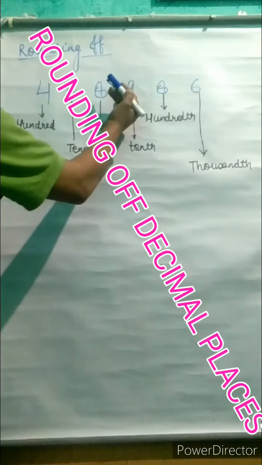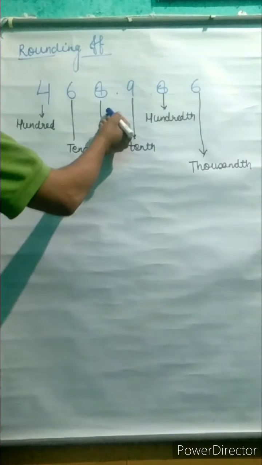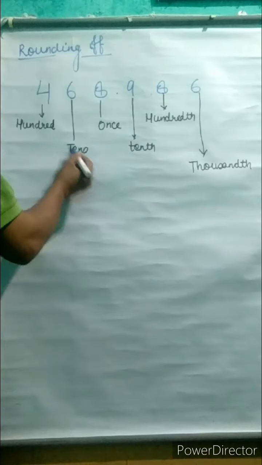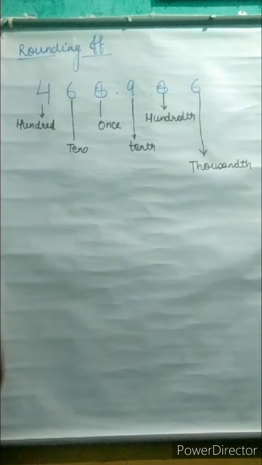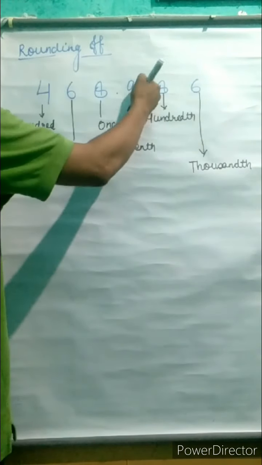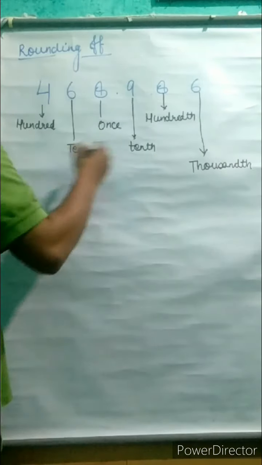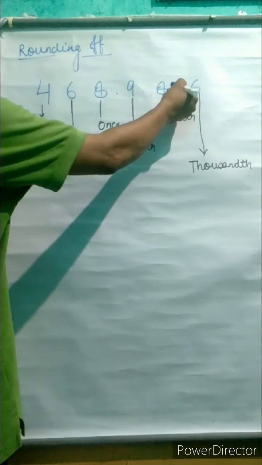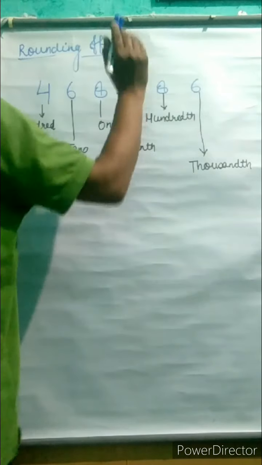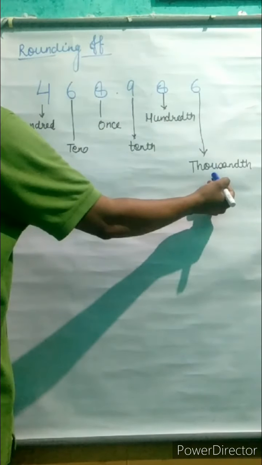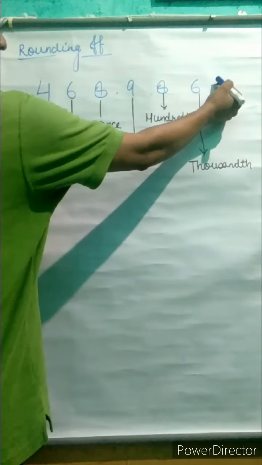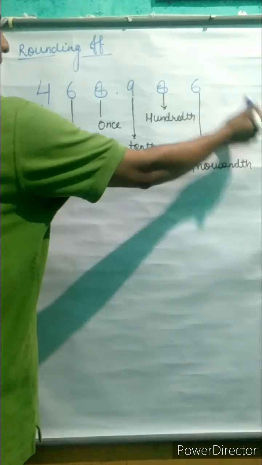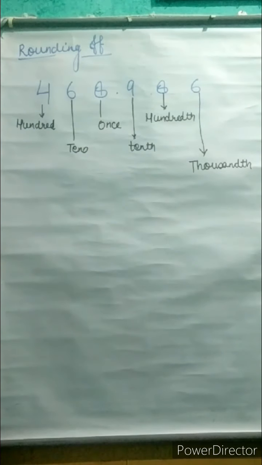You can see, to the left side of the decimal, the first place is ones, the second place is tens, the third place is hundreds, the next place is thousands, then 10,000, lakh, 10 lakh. And to the right side of the decimal, the first place is called the first decimal place or tenth, the second place is hundredth or second decimal place, the third is thousandth, and the fourth place is 10,000th or fourth decimal place. So we will do some questions based on these places.